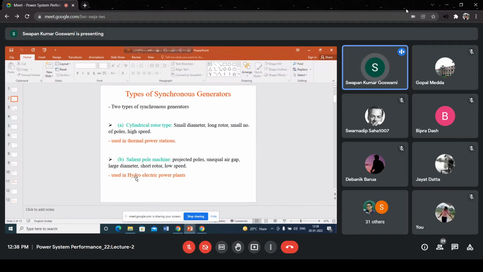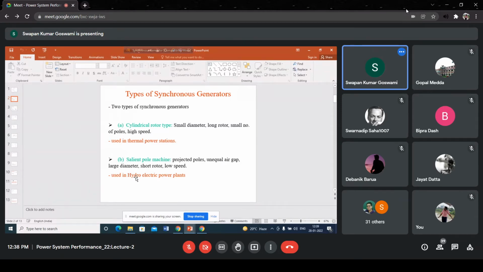And salient pole machines have salient poles. That means the poles can be seen, can be located from outside. By observing the machine, you can say that these are the poles. For a cylindrical rotor machine, this is not so obvious. Poles are not projected, but for a salient pole machine, poles are projected. And projected poles means poles are surrounding the machine.